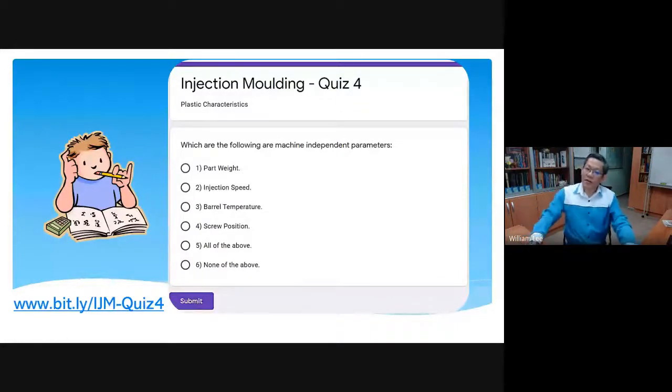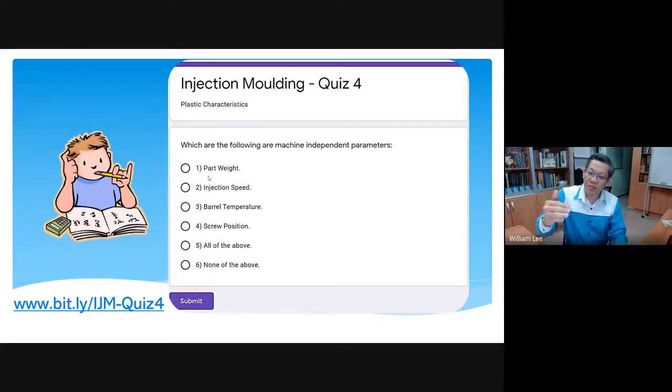Okay, back to my slide again. The answer is actually number 1. Why number 1? Because number 1 is part weight. For example, you produce a part, you measure the part weight, and that gives you the same quality. If you go to any other machine and you come up with the same part weight, that is the material information, that is your product, and that is your output.